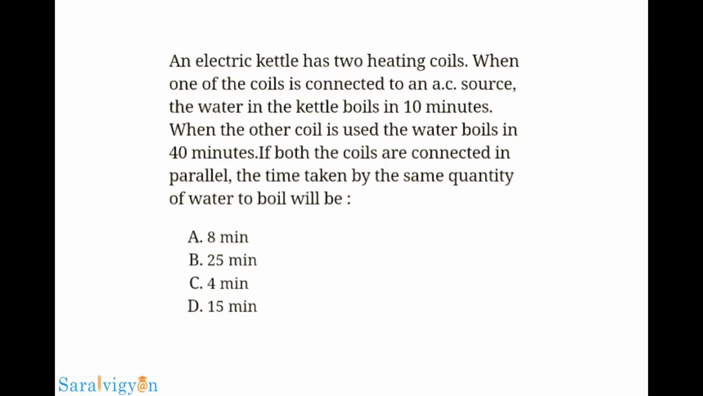An electric kettle has two heating coils. When one of the coils is connected to an AC source, the water in the kettle boils in 10 minutes. When the other coil is used, the water boils in 40 minutes. If both the coils are connected in parallel, the time taken by the same quantity of water to boil will be A) 8 minutes, B) 25 minutes, C) 4 minutes, and D) 15 minutes.